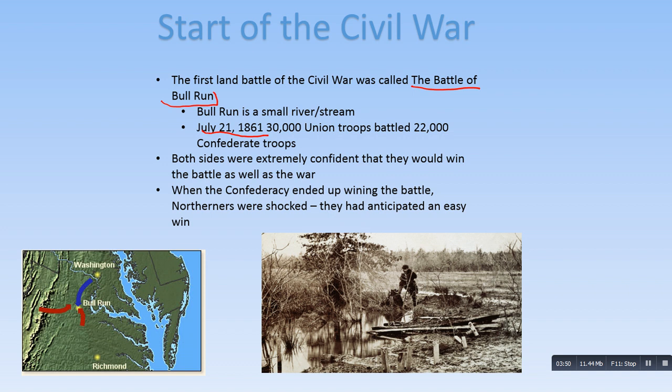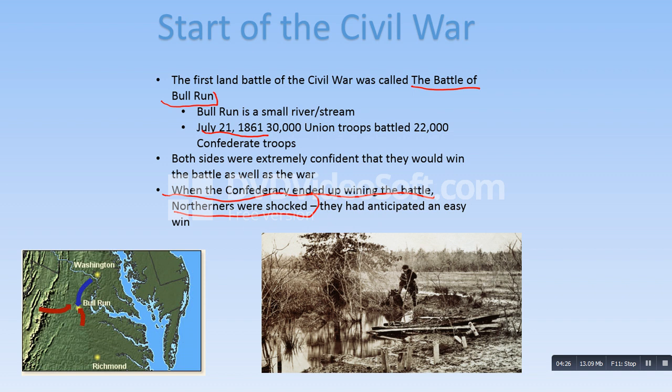Well, it didn't exactly go that way. The Confederacy actually ended up winning the battle, and the Northerners were shocked. They're like, how the heck did we lose this? This should have been an easy win. But they lost. And this was, I guess, a foreshadowing of the way the war was going to run its course. This is not going to be an easy war. We're in for the long run, I guess, is the message that it sent to the North. And of course, it made the South that much more emboldened, saying, look, we can win this thing. So the start of the Civil War did not go well for the Union.